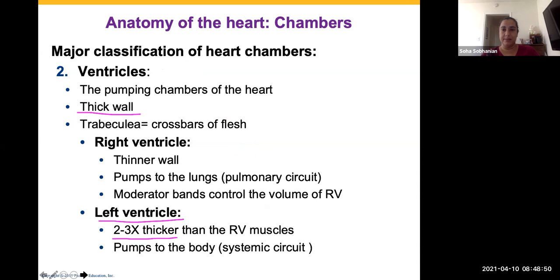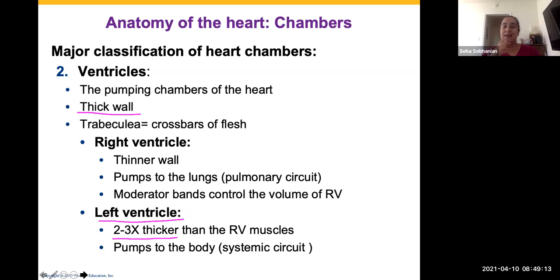Any questions about that, guys? So just don't say simply left ventricle. You need to understand why the left ventricle has the thickest wall. It's because you need a lot of force to pump that blood to the whole body, versus the right ventricle, which just needs to pump to the lungs, which are on either side of the heart.